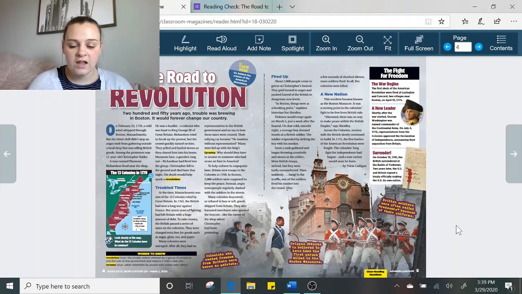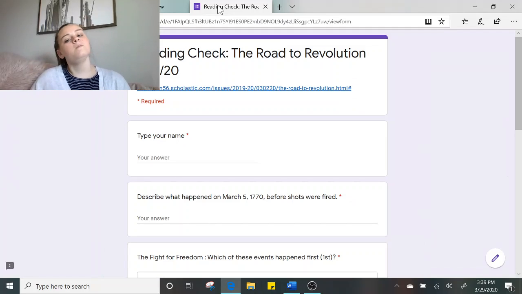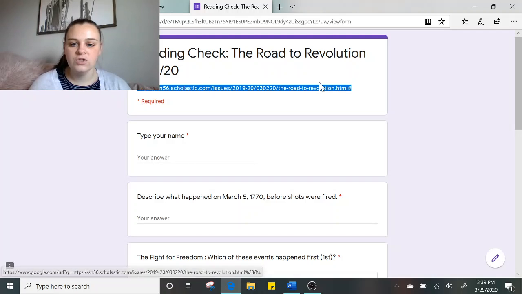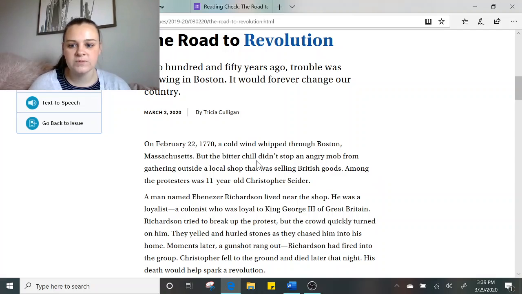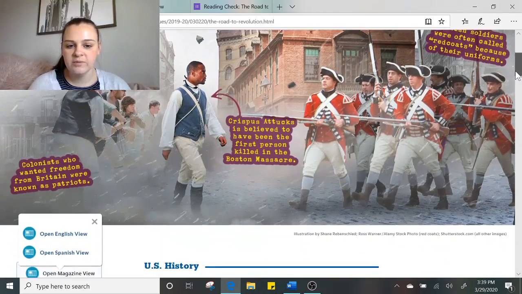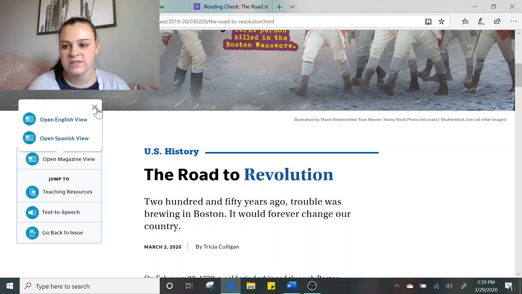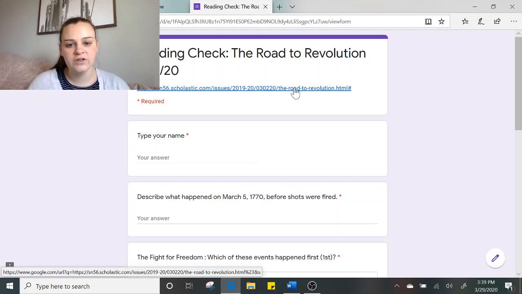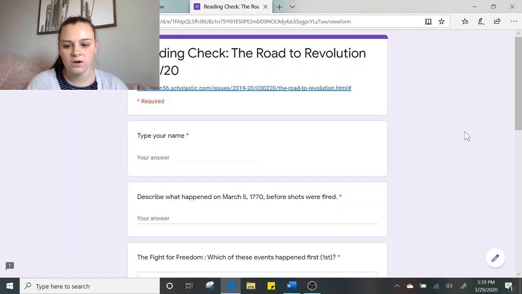Alrighty, then last but not least, we just have our little form to fill out. So again, you'll just open up the hyperlink for that. It should say reading check, the road to revolution at the top. Also, if for some reason you can't get to the article, there's also a hyperlink here that you can use to get to this page. So I tried to make everything as accessible as we could. Or if you need to go back, you can just click up here. Alrighty.